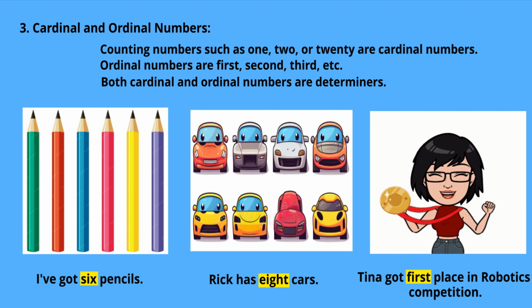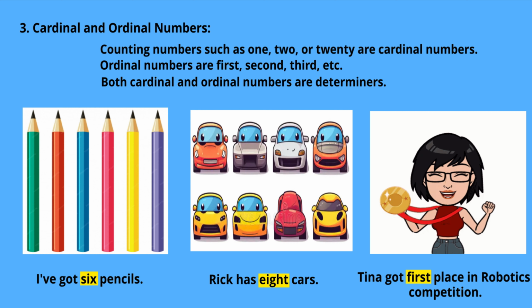Cardinal and ordinal numbers is the third type. Counting numbers such as 1, 2, 3 or 20 are the cardinal numbers. Ordinal numbers are first, second, third, etc. So both cardinal and ordinal numbers are determiners. In the first image, what do you see? You see pencils, right? So how many pencils are there? Can you count? There are 6 pencils. I have got 6 pencils. How many pencils? 6. You are telling the number. 6 is the counting number.